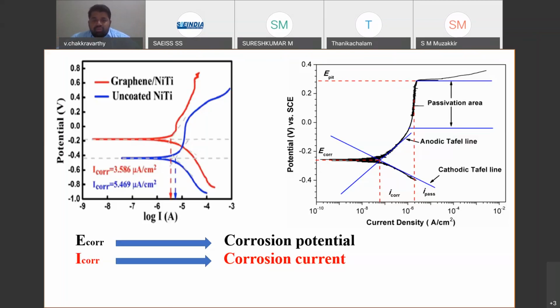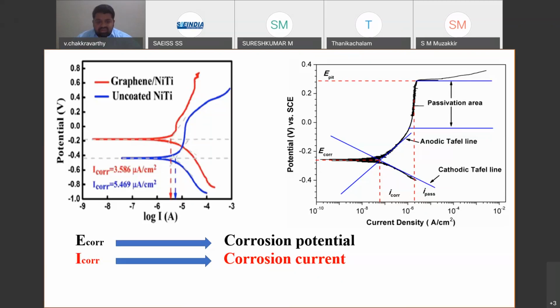So it means that you are applying more corrosion potential, but your material is not losing any free electrons. It is absorbing the current and acting like a capacitor. It is storing the charges, but it is not leaving the free electron. If it is leaving the free electron, it means that your material is getting corroded. So the corrosion current will increase if it is losing a lot of free electrons.